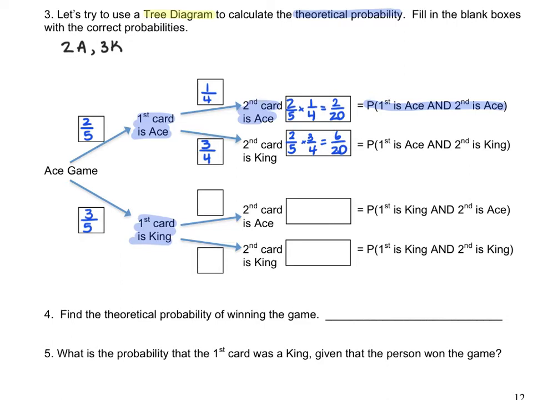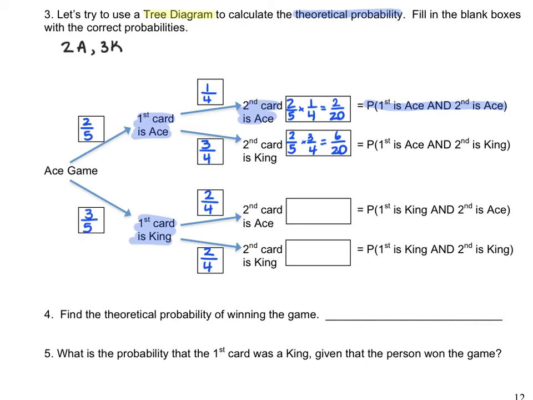Okay, so now we have the other branch where the first card that we pull is a king, and the probability that we can get an ace for the second card, there are 4 cards remaining and both aces are still there, so that's going to be 2 out of 4. If the first card is a king and we're pulling the second card, what's the probability that the second card is a king? Well, there are 4 cards remaining. One of the 3 kings is gone, so that leaves 2.